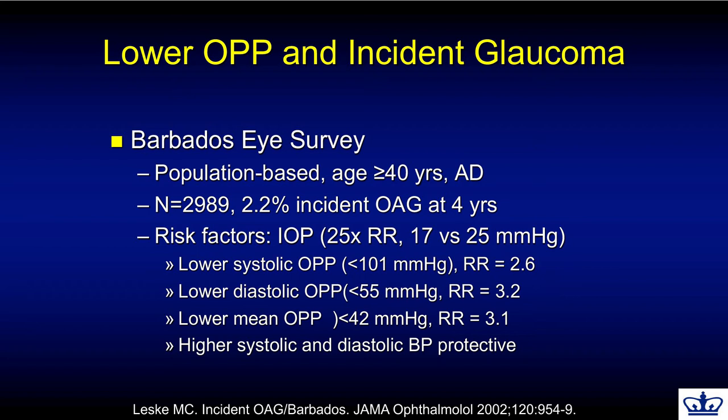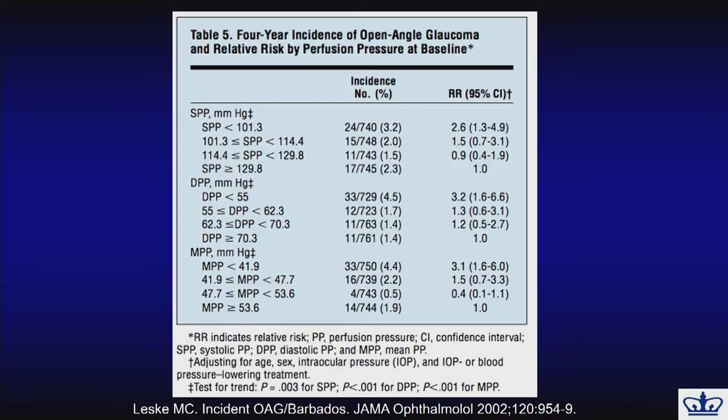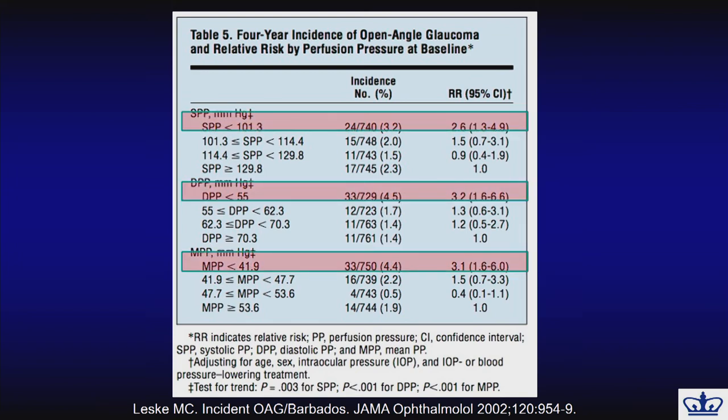So it's very important to understand and recognize the fact that in each of these population groups, as highlighted in pink here in the Barbados Eye Survey, whether it's systolic, diastolic, or mean perfusion pressure, however you want to look at it, there's a greatly increased risk of disease.